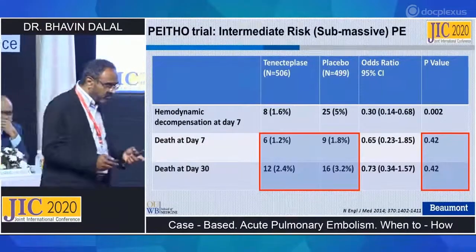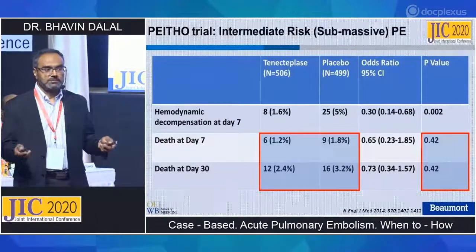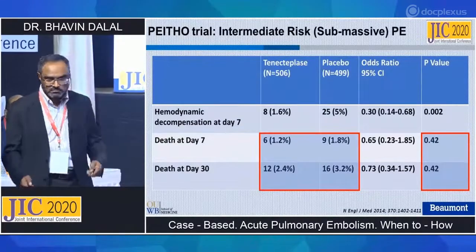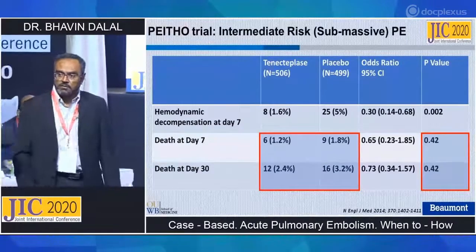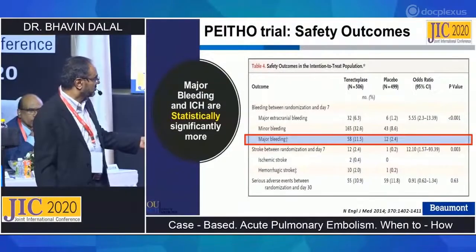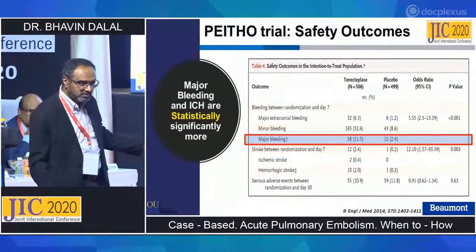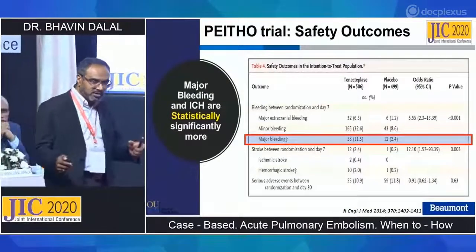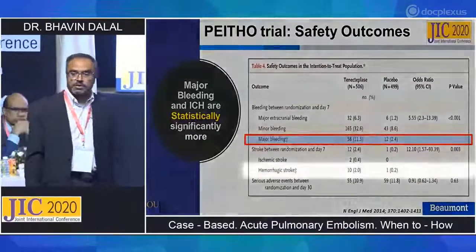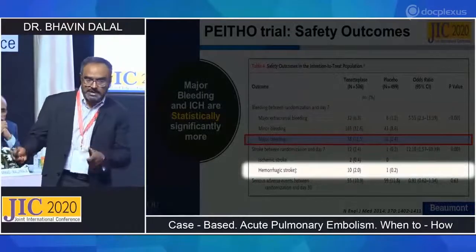So there is a very controversial issue: why do we need to thrombolize? If I thrombolize this patient, ultimately, if there is no change in mortality at a week or a month, why should I thrombolize? Because this does come with a significant cost of major bleeding. Major bleeding was absolutely much more in the thrombolysis arm, and even the stroke risk was almost 10 times more compared to the heparin arm.